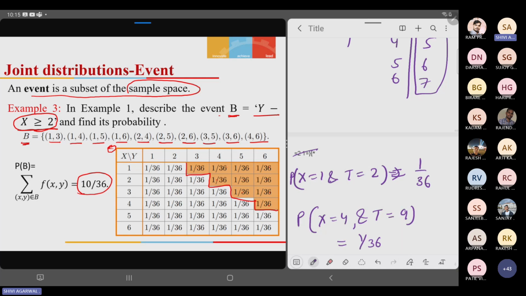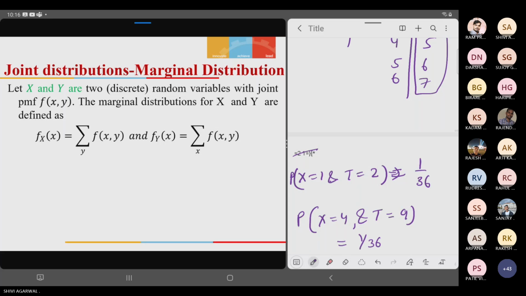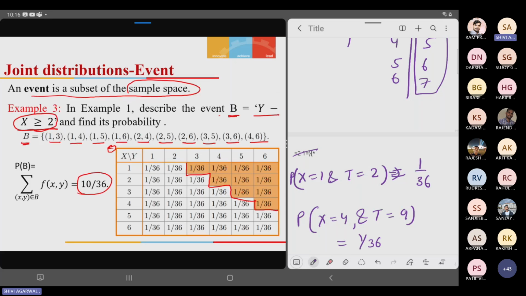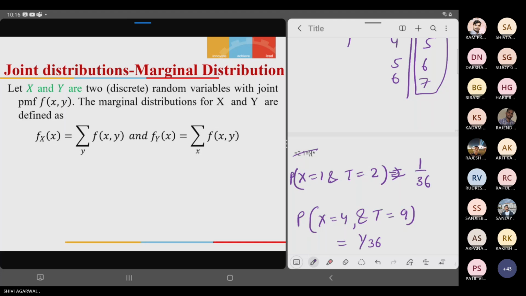So we can find different types of probabilities, whatever is required, from this density table. Clear? Any set of values we can define as an event, and then we can find the probability of that event by using this density table. Okay? Is it clear to all of you? Then we will find the marginal density function. Okay, that we will discuss in the next class.